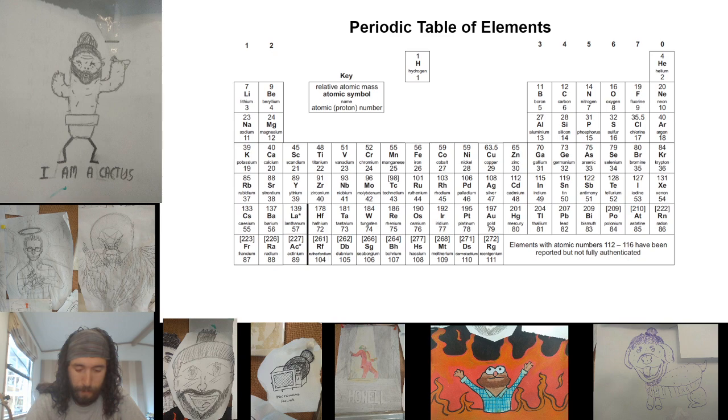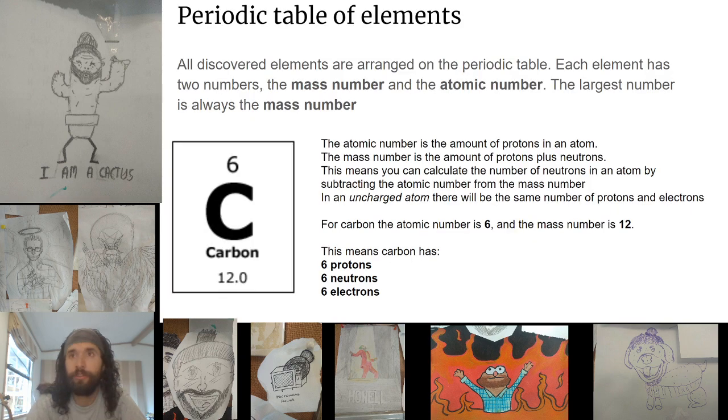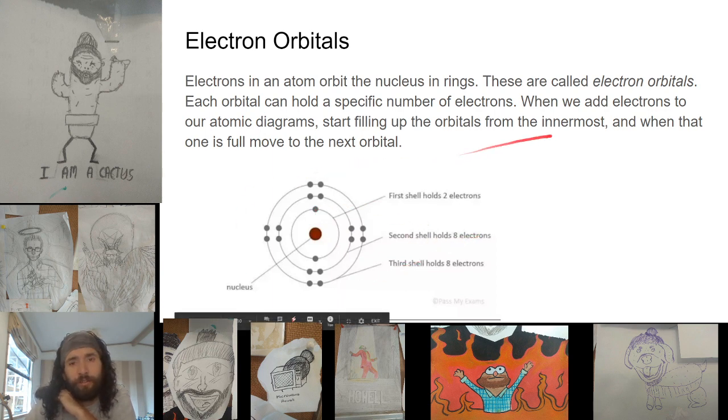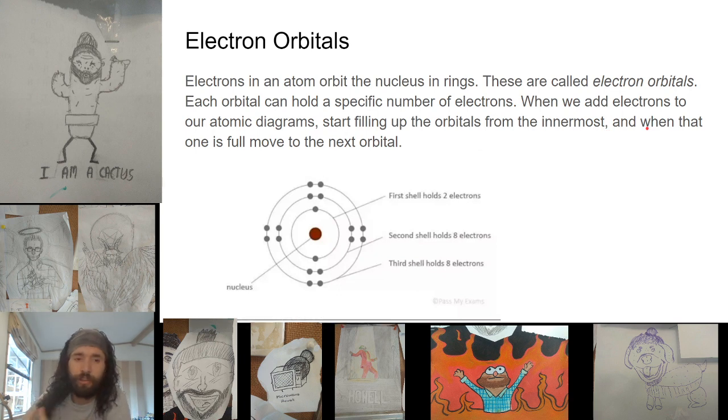What do we have next? So the electrons go around the nucleus in rings. And each ring can hold a certain amount of electrons. The first ring can hold 2, the next ring can hold up to 8, and the third ring can hold up to 8. So when we're working out where these electrons go in an atom, we start filling up the shells on the innermost first, and when that's full, then we start filling up the next shells.